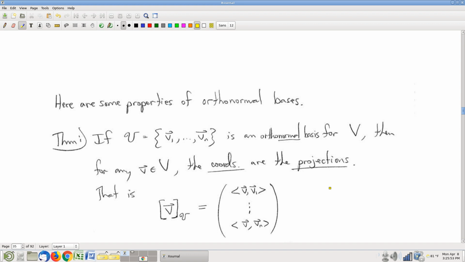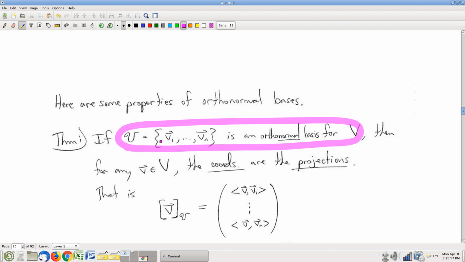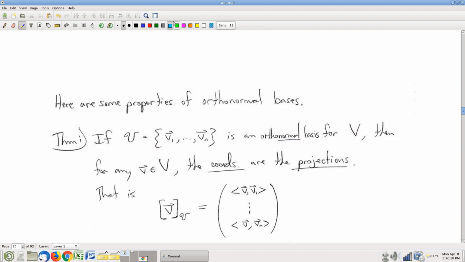So here's what the theorem says. We start off with a basis, and specifically you'll notice this is an orthonormal basis. Orthogonal is not good enough. It's got to be orthonormal. Okay. Given this orthonormal basis, given a vector v in your inner product space.